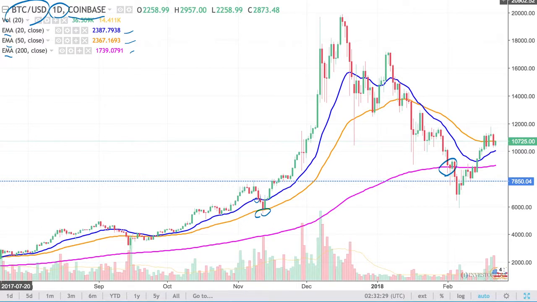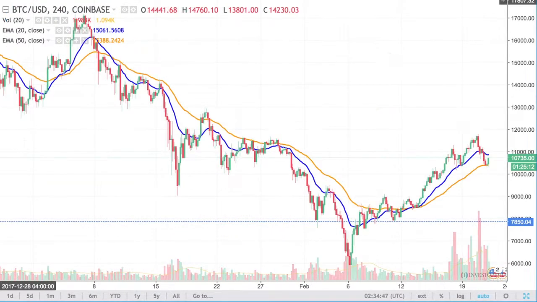What you'll notice about moving averages is even though I'm applying them here to a 1 day time frame, you can use them in shorter time intervals as well. Now, this chart is Bitcoin versus the dollar in 240 minutes, so this represents 4 hours of time per candlestick, and this is on the Coinbase exchange. And here I've identified the 20-period exponential moving average and the 50-period exponential moving average.